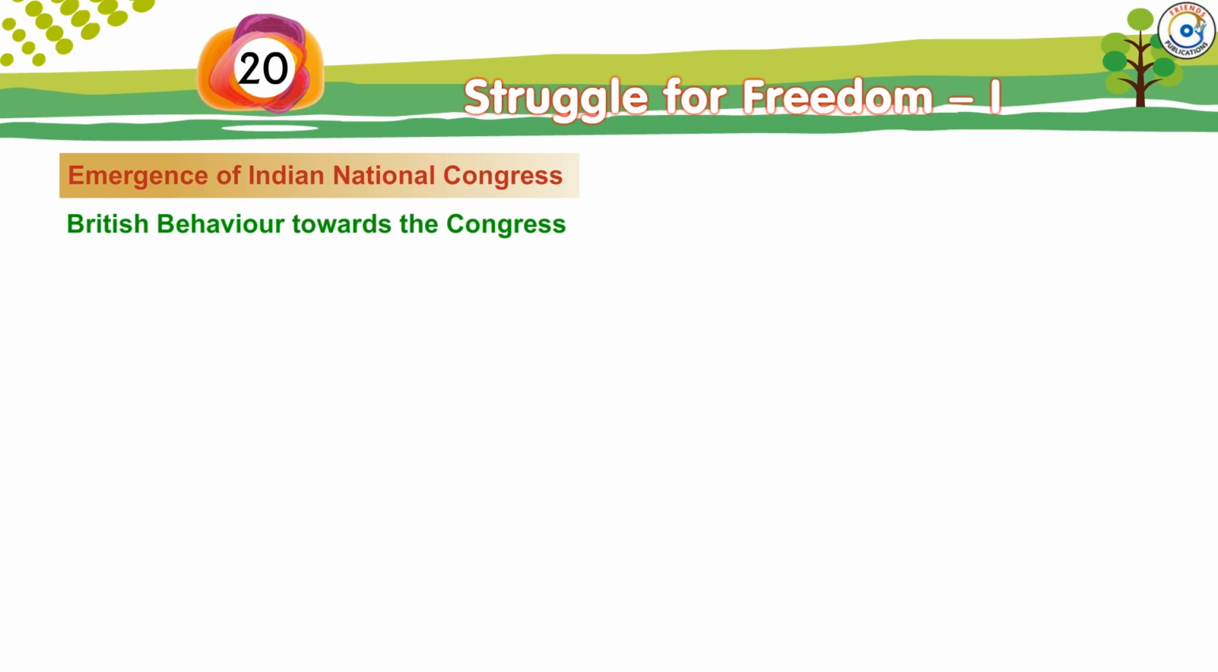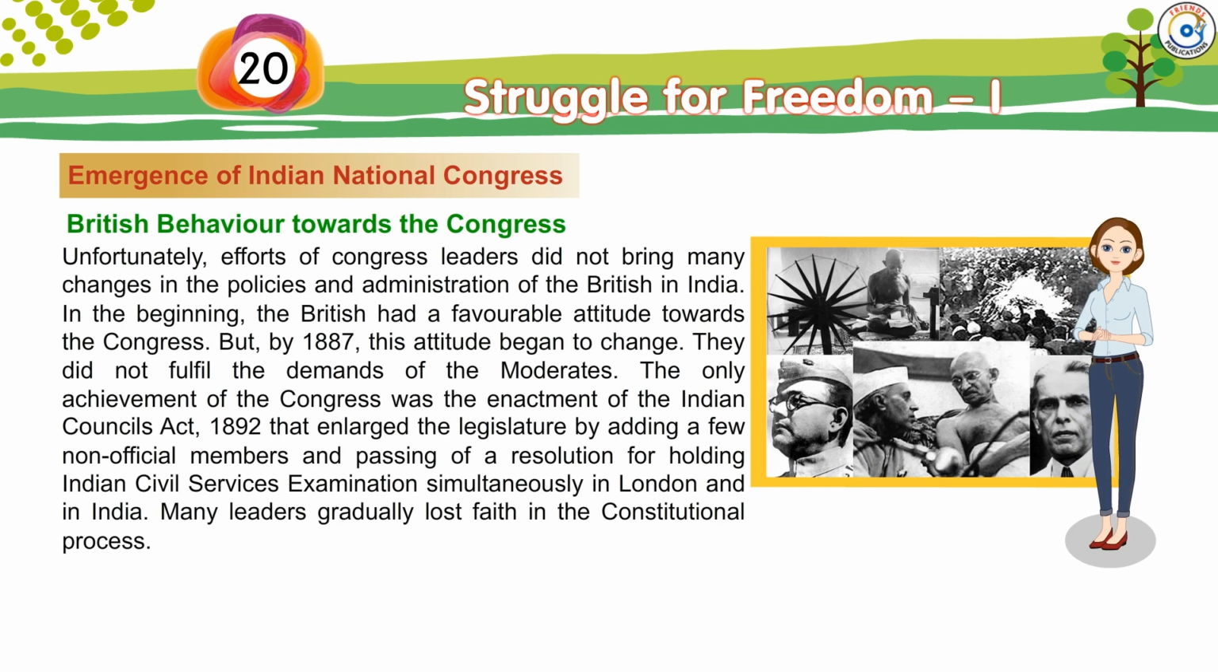British behavior towards the Congress. Unfortunately, efforts of Congress leaders did not bring many changes in the policies and administration of the British in India. In the beginning, the British had a favourable attitude towards the Congress, but by 1887, this attitude began to change. They did not fulfill the demands of the moderates. The only achievement of the Congress was the enactment of the Indian Councils Act of 1892 that enlarged the legislature by adding a few non-official members and passing a resolution for holding Indian Civil Services examination simultaneously in London and in India.